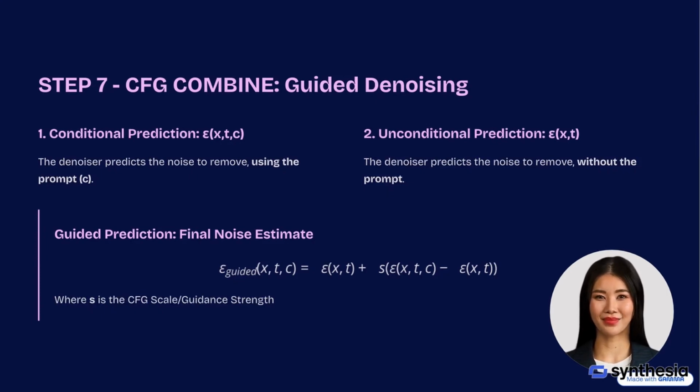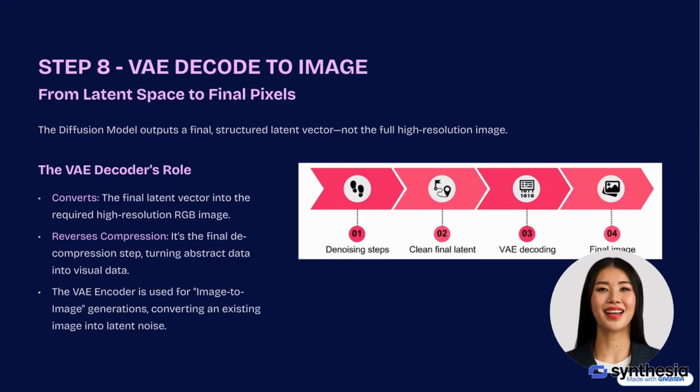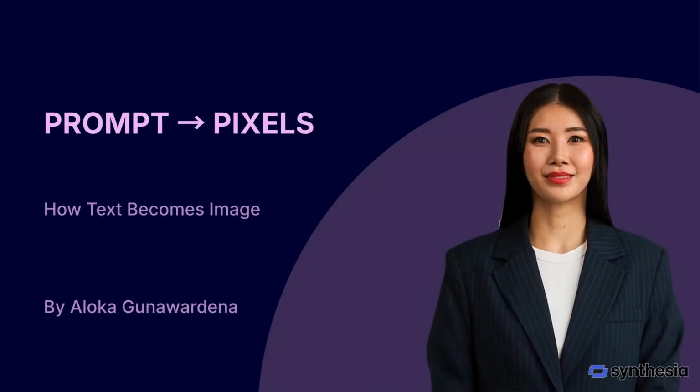CFG Combine blends them. It's like turning a volume knob. Higher makes the image follow the text more, lower makes it look more natural. And finally, in step 8, the VAE decoder transforms the cleaned latent, which is the final noisy image, into the resulting image we see. VAE stands for Variational Autoencoder. Actually, the encoding part is used in IMG2IMG generations. Here we use decoding. Here's the quick journey from prompt to pixels in 4 steps.